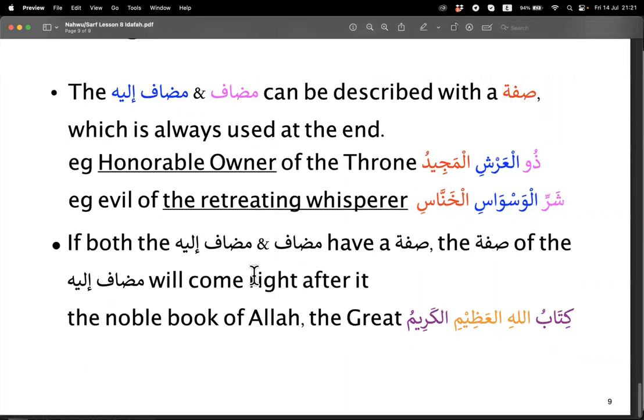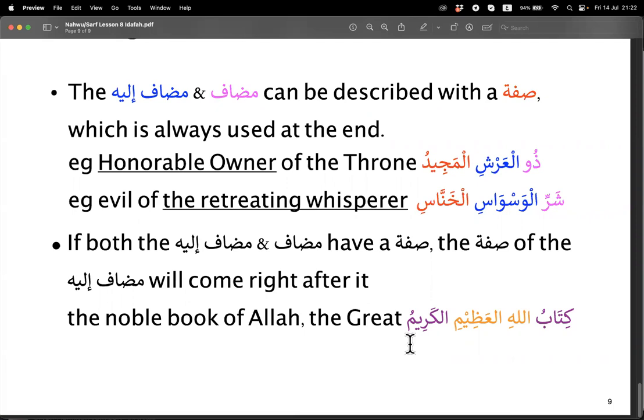Then if both the mudaf and the mudaf ilaihi have a sifah each, the sifah of the mudaf ilaihi will come right after it. So here we have kitabullahi, which is mudaf ilaihi. When you want to have a sifah of the word kitab and also a sifah of the word Allah, you cannot put karim first, you have to put al-azim first. The sifah of the mudaf ilaihi must come first, and then this one, al-karimu, is what status?